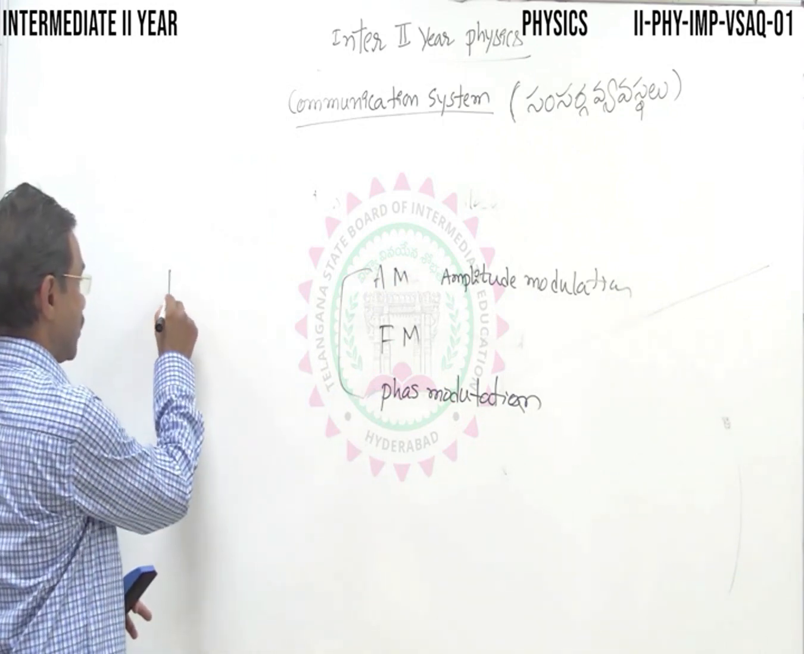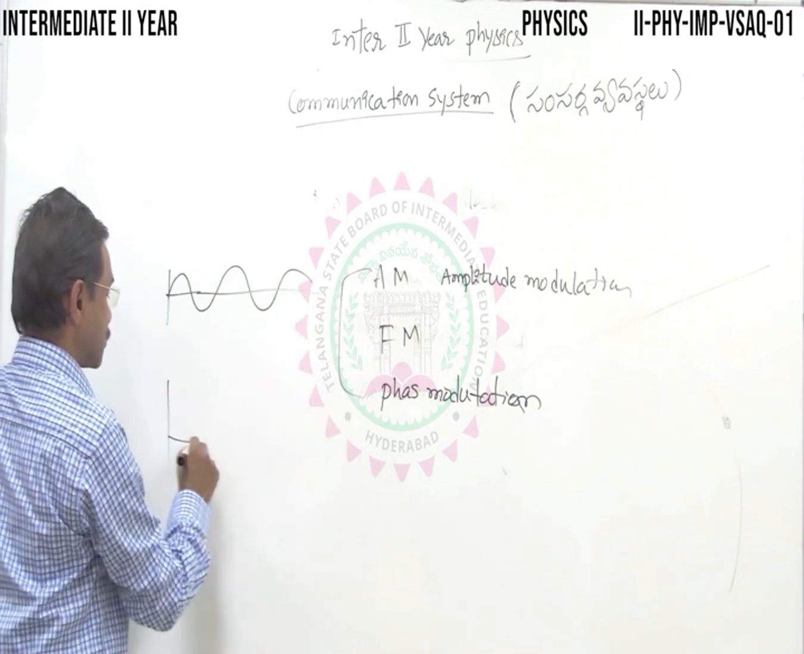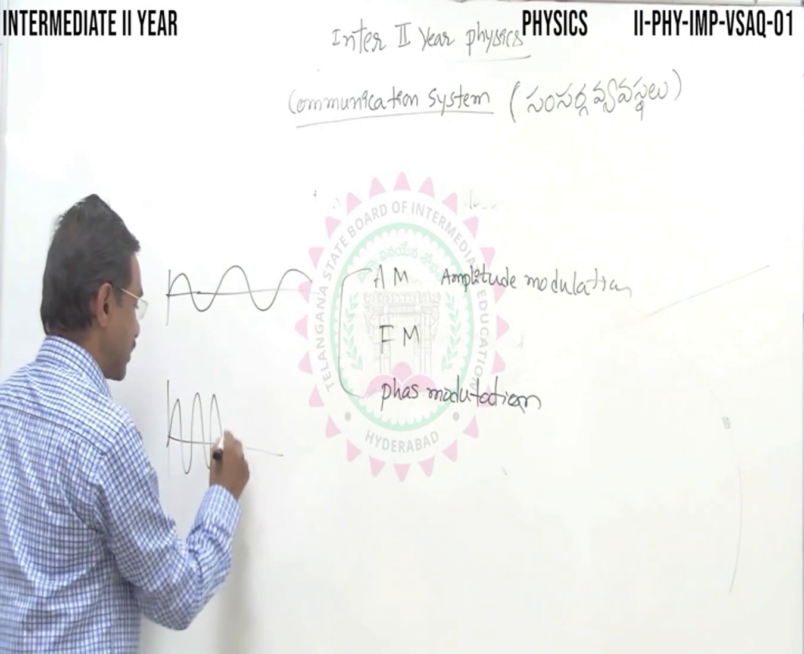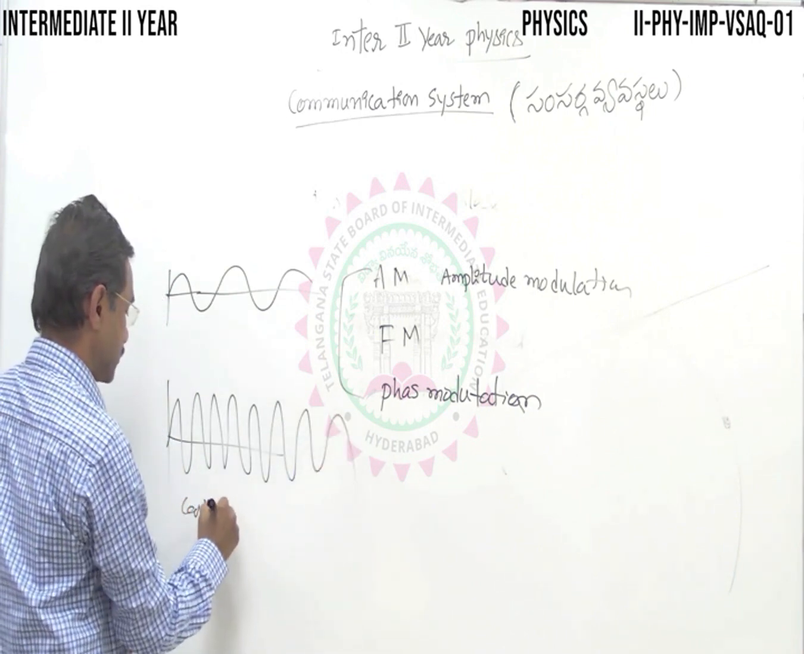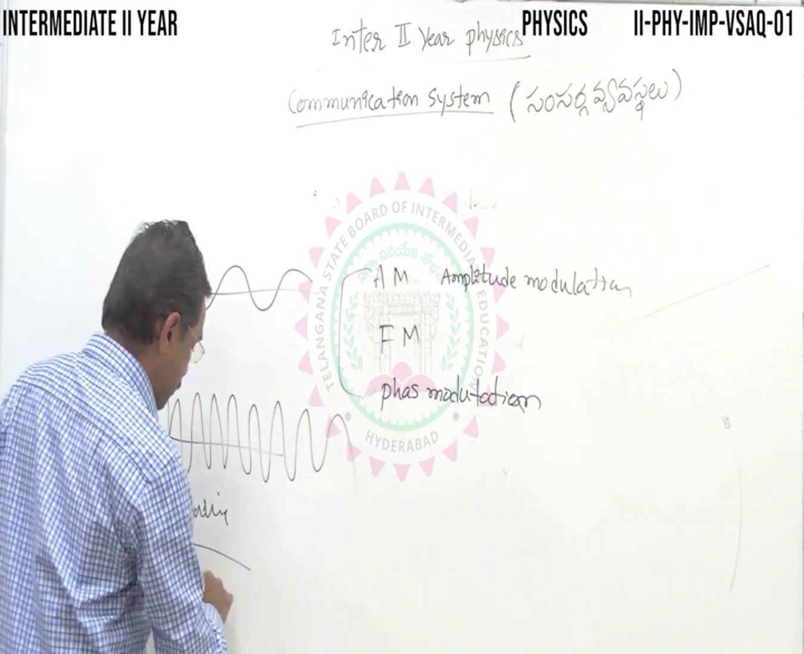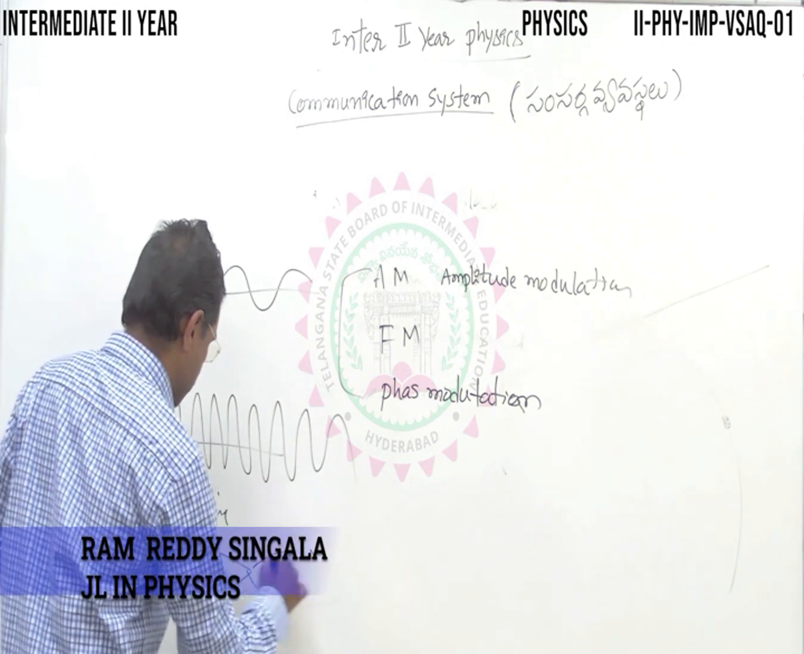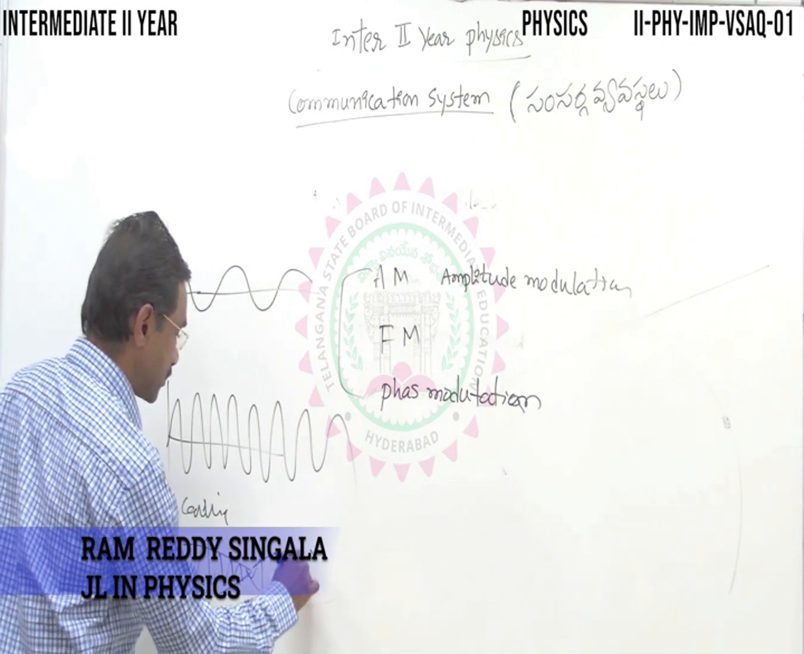Say for example, this low frequency signal has to be transmitted. So here it will be overlapped with a high frequency signal. This is a carrier wave. Both will be overlapped in such a way that the amplitude may get modified like this. So the frequency remains as the carrier wave, but the amplitude gets modified.